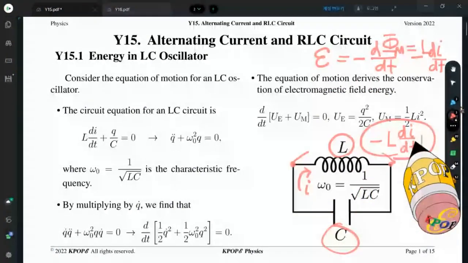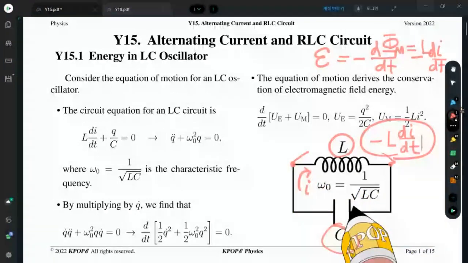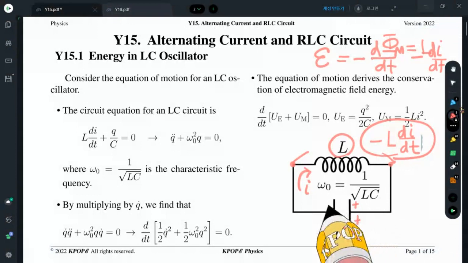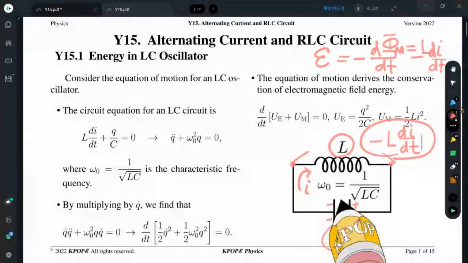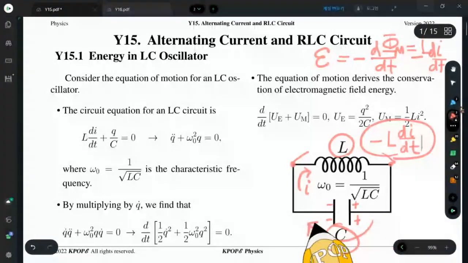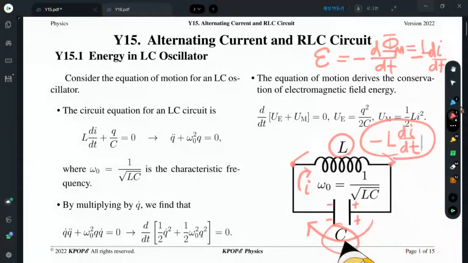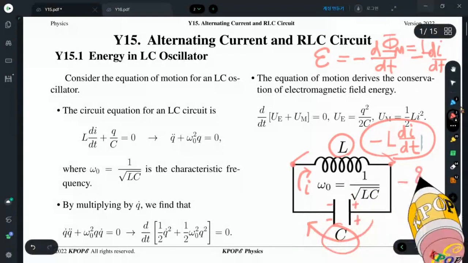This is like that. If current flows in, positive charge is accumulated on this plate and negatively charged particles are accumulated on here. Therefore, if you cross a capacitor, we have a change in the potential in the negative sense, Q over C.